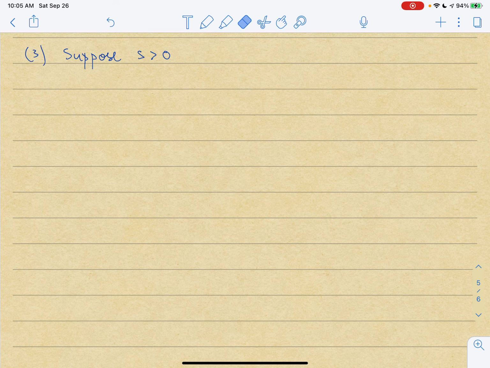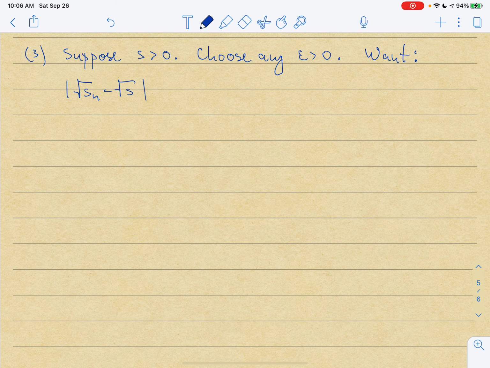All right, so again, let's do the scratch work first. So I'm going to choose any epsilon greater than 0. And what I want is this. I want the absolute value of square root of Sn minus square root of S. I want that to be less than epsilon.